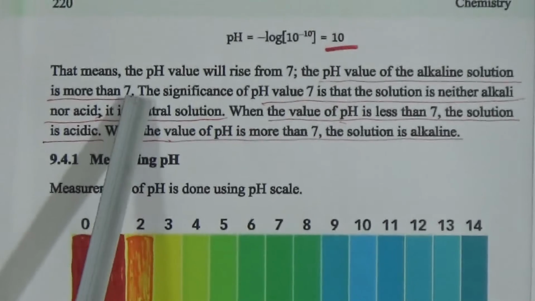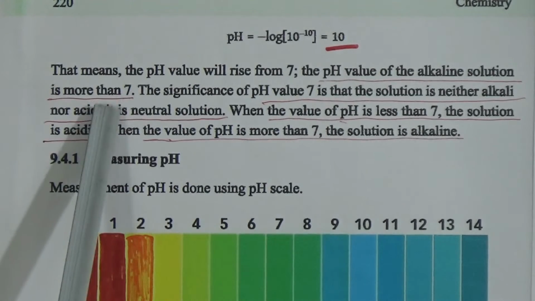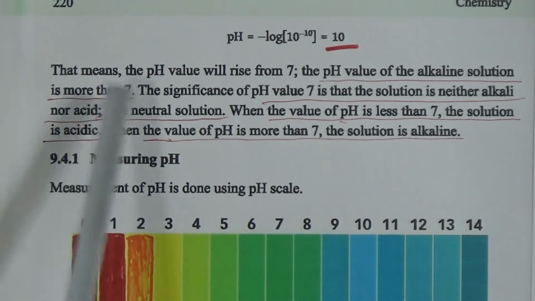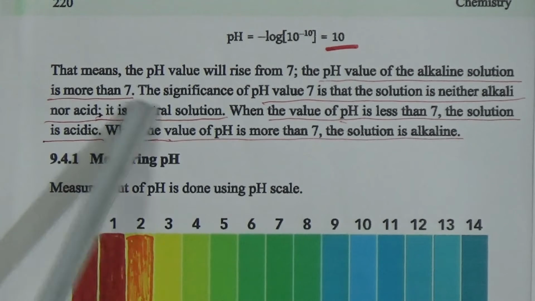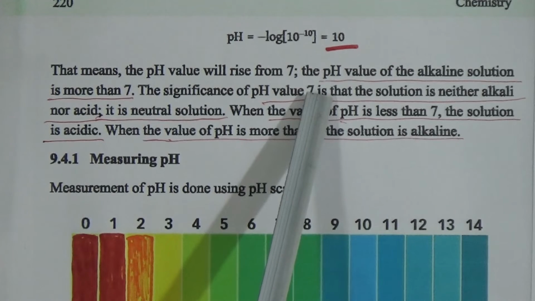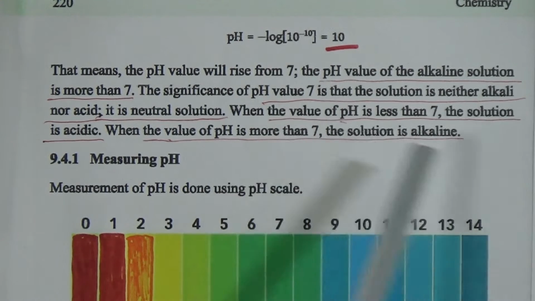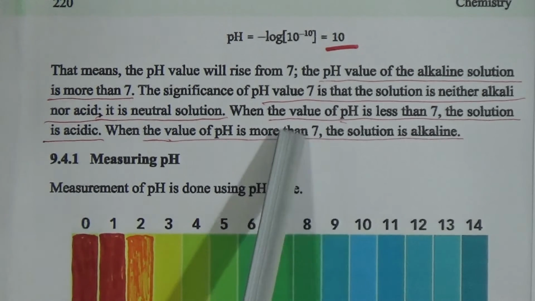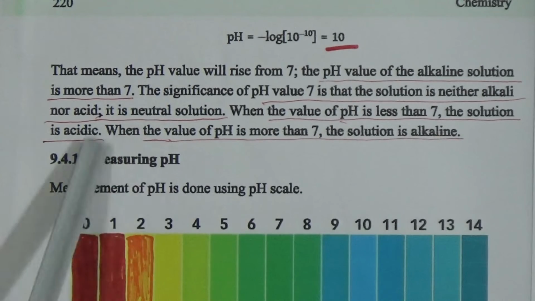The pH value of an alkaline solution is more than 7. You have to remember, 7 is the neutral position of the pH scale, and if the value is less than 7 it will be acidic, and if the value is more than 7 it will be alkaline. That you have to remember.